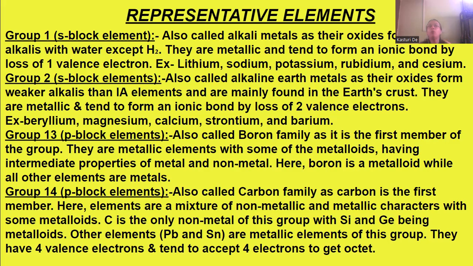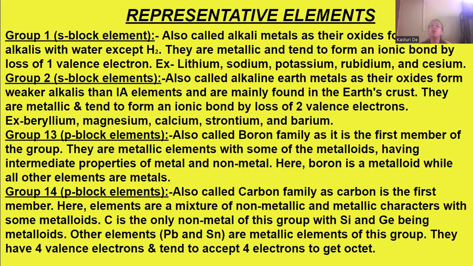Now we come to group 2. These are also S block elements. They are also known as alkaline earth metals. The first group, group 1, is alkali metals; group 2 are alkaline earth metals. Why? Because their oxides form weaker alkalis than 1A elements, and they are generally found in the Earth's crust. With water, they also form alkalis, but weaker alkalis than the group 1A elements.